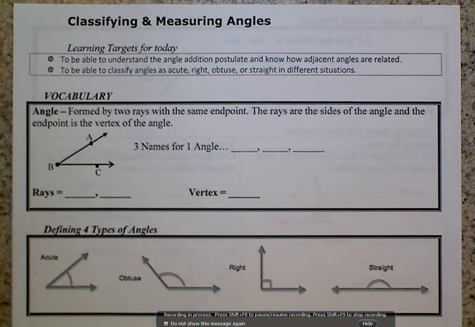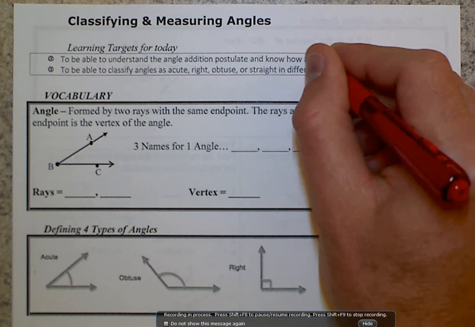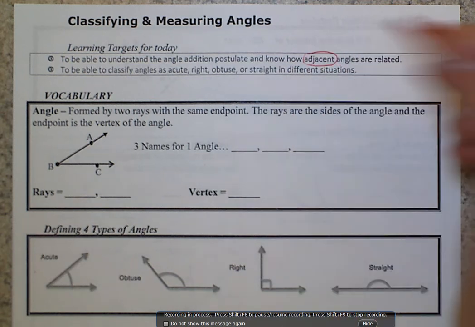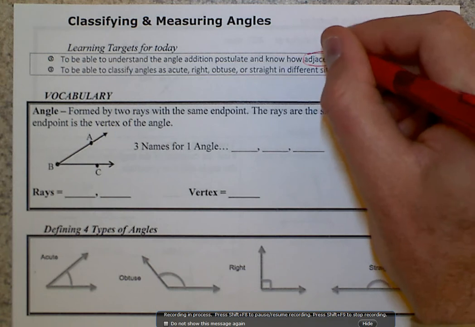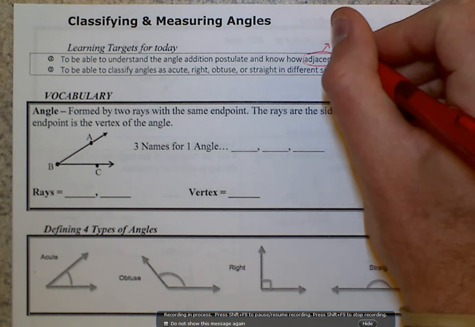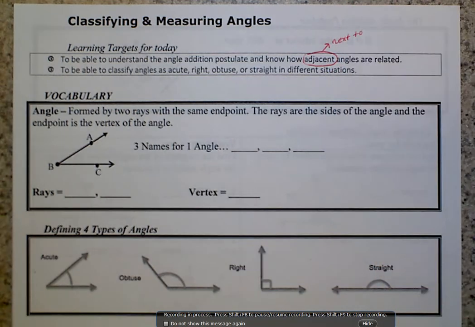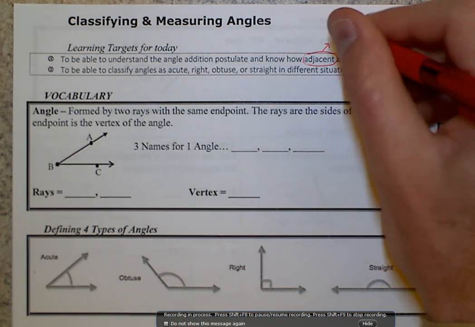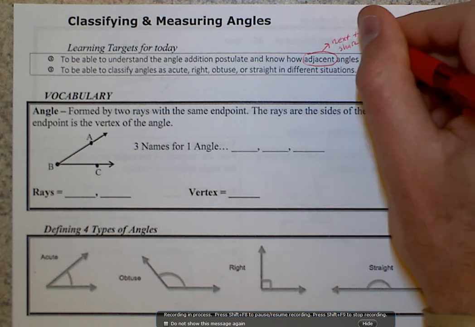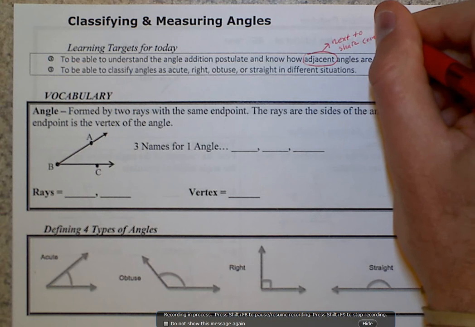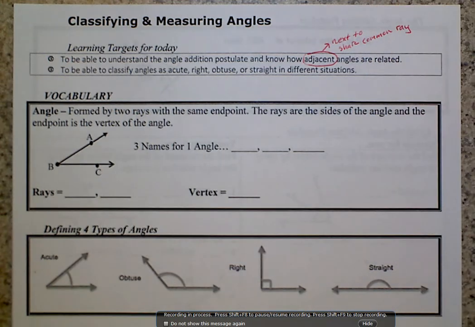I'm going to jump right into some work here. Adjacent angles. If you want to circle the word adjacent, the easiest way to define it in geometry is just to say next to. Adjacent angles also, if you want to get specific, share a common ray. And I'll show you some examples of that as we go.